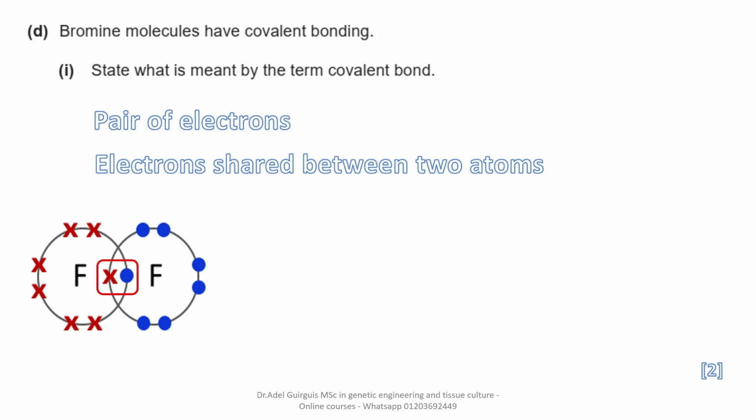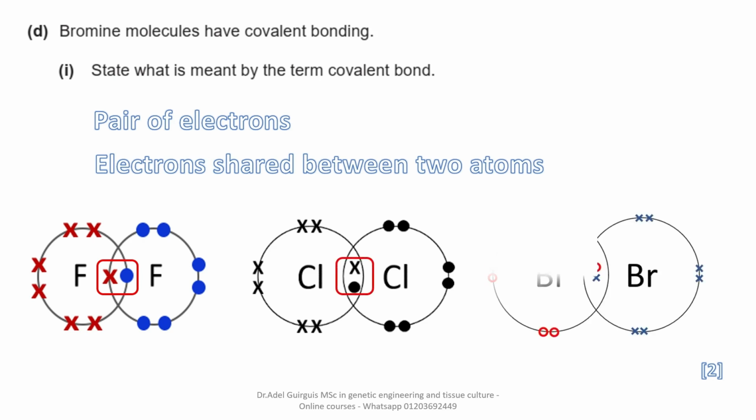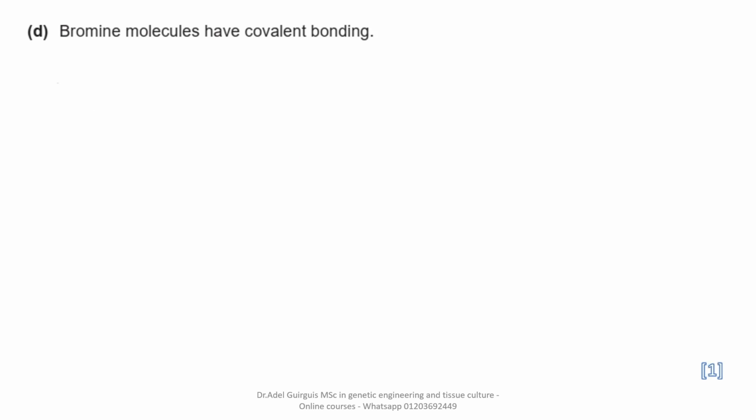What about chlorine? Chlorine Cl2. Two electrons are shared together to form a pair of electrons revolving around the nuclei of chlorine. The same for bromine. As we know, all elements of group 7, the halogens, are found as diatomic molecules. We write each element in equations as diatomic. We write F2, Cl2, Br2, I2.